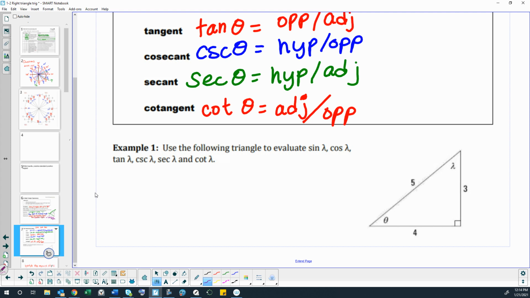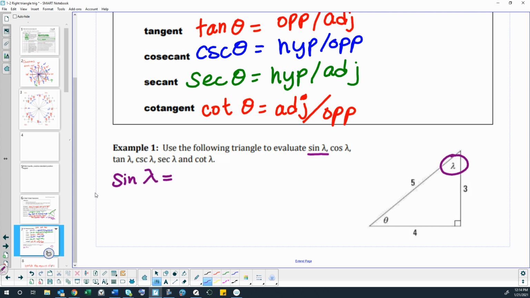Okay, so we're going to start by finding the sine of lambda. In our picture here, we have a theta down here and a lambda up there. So lambda is our reference angle. So always pay attention to the problem you're reading. Which angle is your reference angle? I usually like to circle my reference angle so I don't forget.